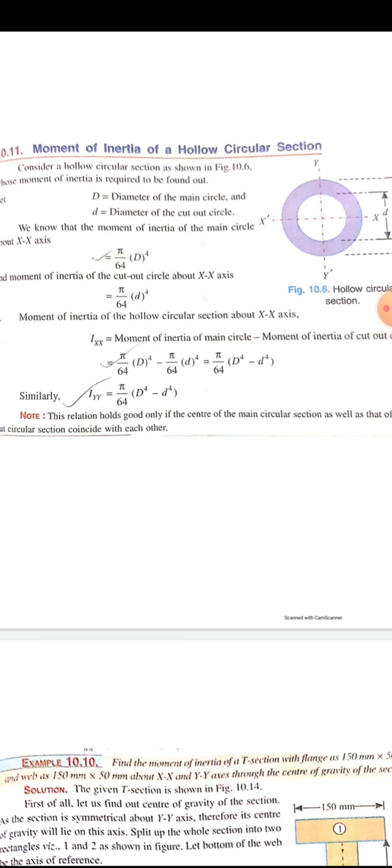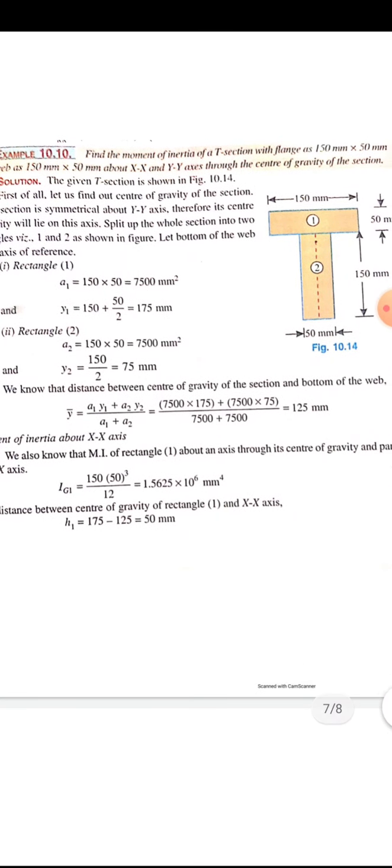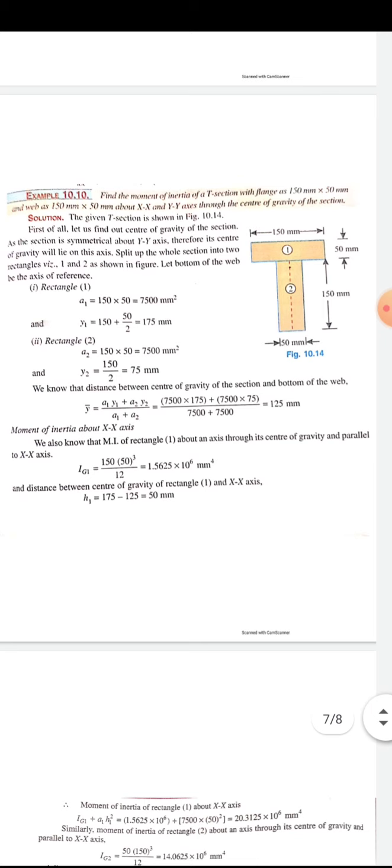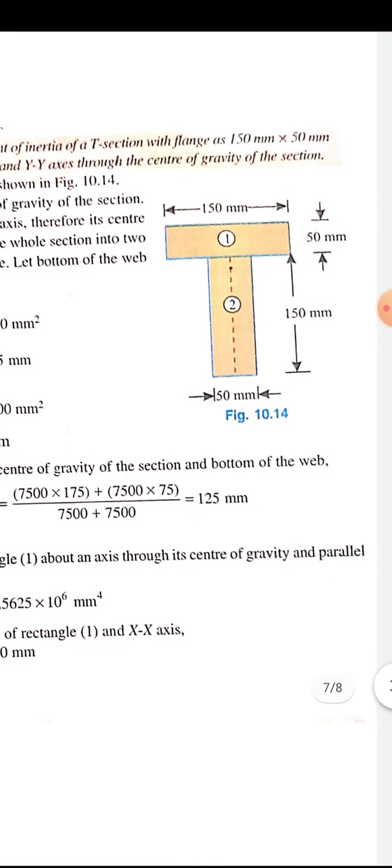Now one problem solution. Just a problem. Through this problem we will understand the moment of inertia. This is the model problem, the T section. We see the T section. T sections, as discussed in the previous video, are provided in building projects, in beams.